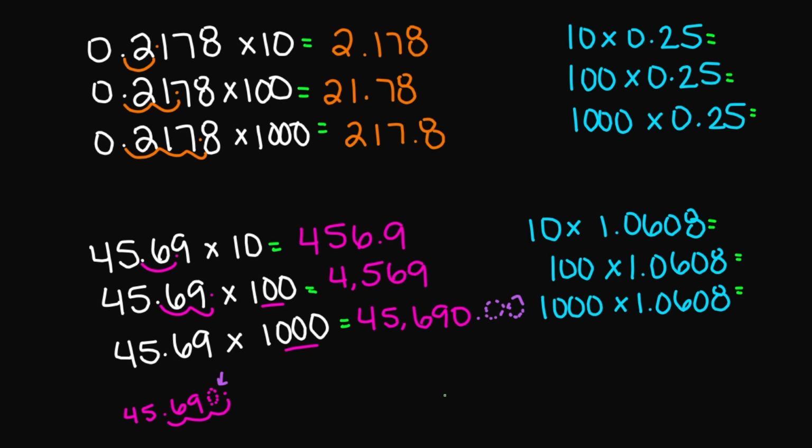So let's go up here on the top. 10 times 0.25. I'm going to move my decimal point 1 place to the right. So it's going to be right here between a 2 and a 5. So your answer here is going to be 2.5. 100 times 0.25. My answer here is going to be 25 because I'm moving my decimal point 2 places to the right this time. And then 1,000 times 0.25. That means I'm going to move my decimal point 3 places to the right. So 1, 2, 3, it puts me right here, and you have an imaginary 0 here. So your answer here is going to be 250.